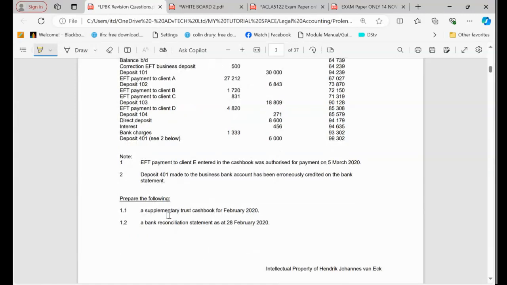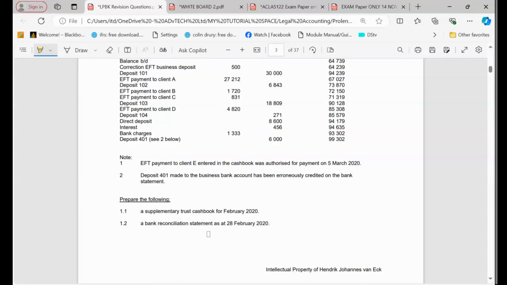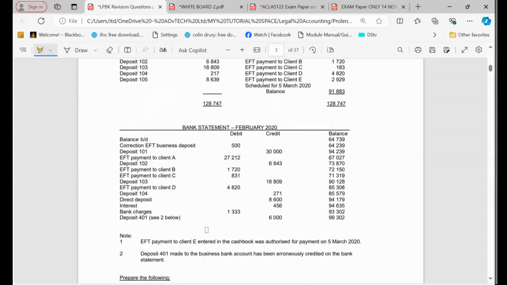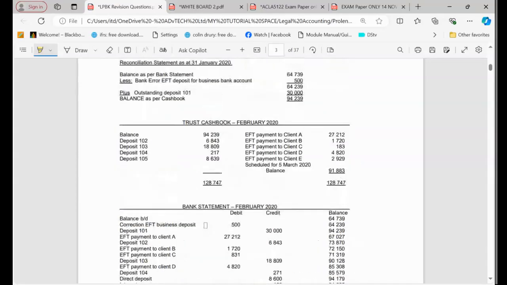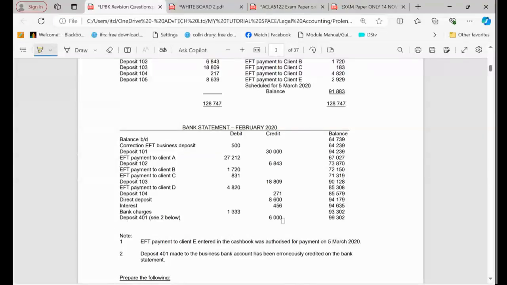So still here, they want you to do the supplementary cash book and the bank reconciliation. But our main aim here is to find the information ourselves. So I want us to focus on the outstanding items, because that's the difficult way of answering these questions. Because other things in the bank, like bank charges, interest, direct deposit, you can see them. These are easy to find. So let's just try.